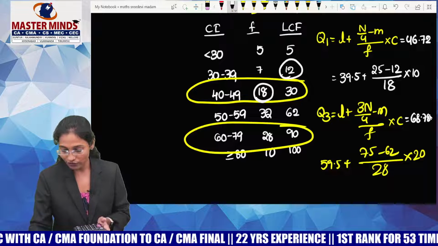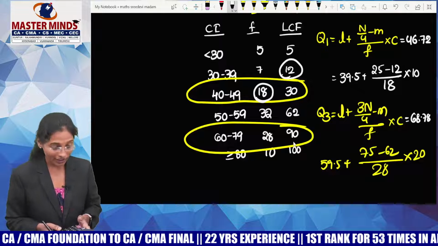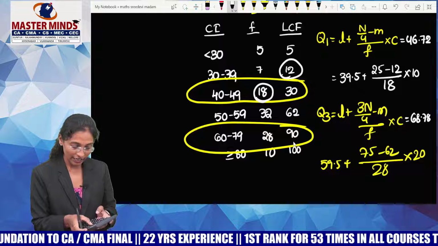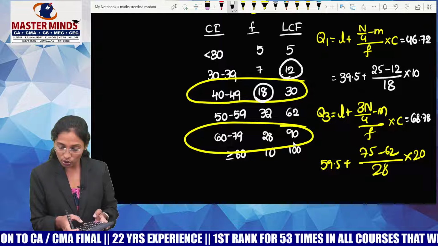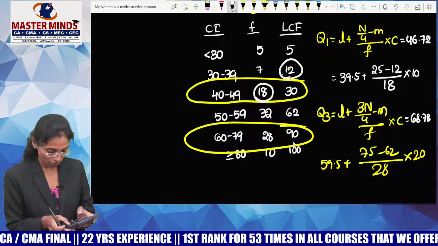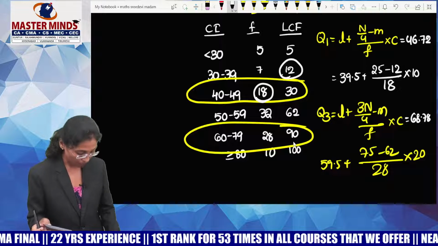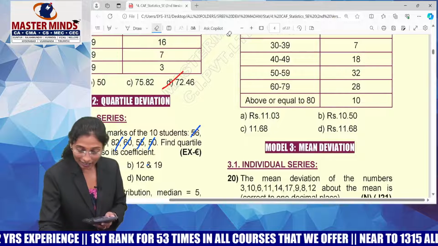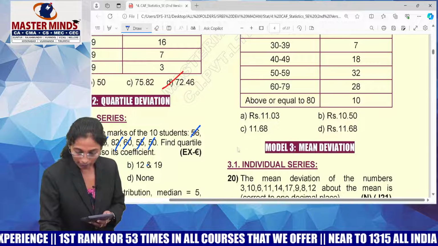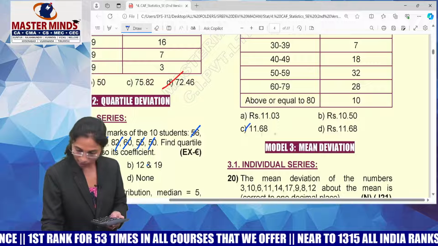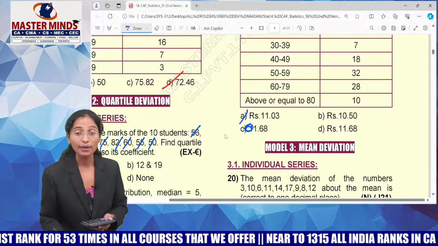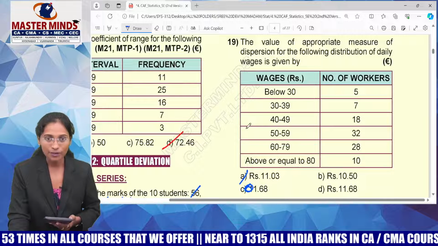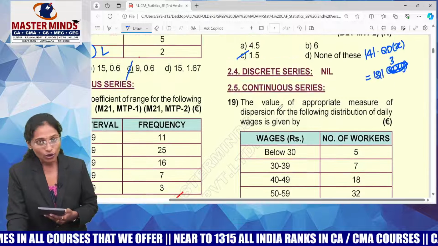Now, you know what the first quartile is and you know what the third quartile is. Tell me the formula for quartile deviation. Q3 minus Q1, that is 68.78 minus 46.72, by 2, and the answer is 11.03. What is your answer? 11.03, and that is option A. So that's how you can calculate the quartile deviation.